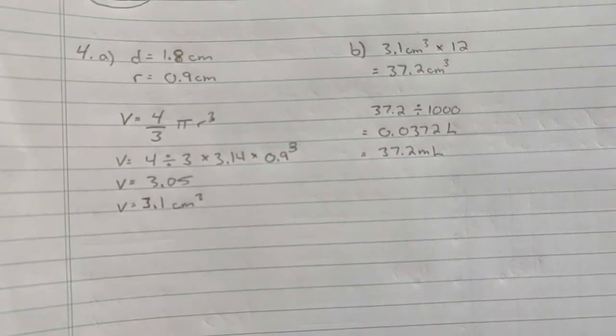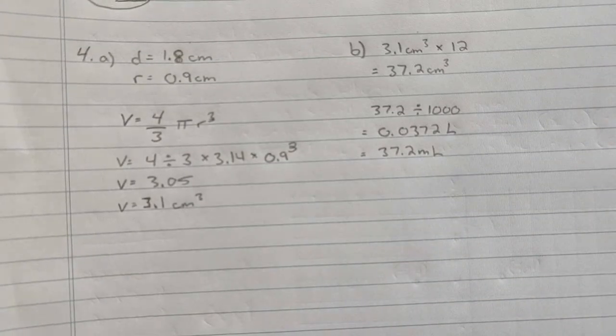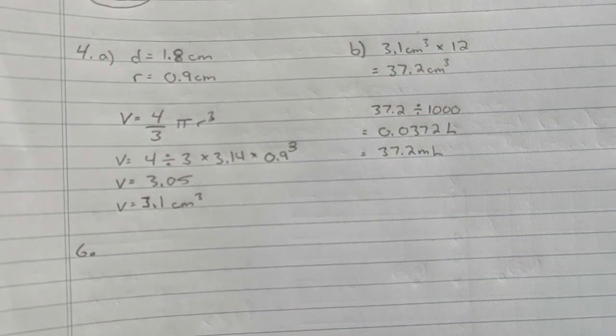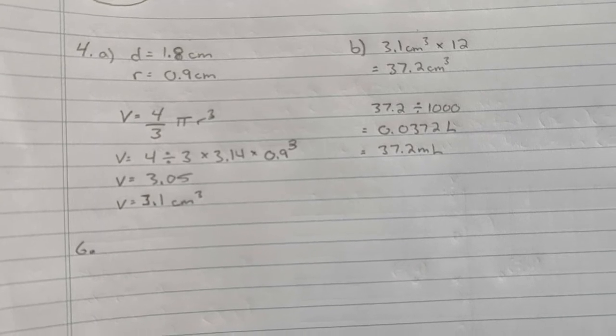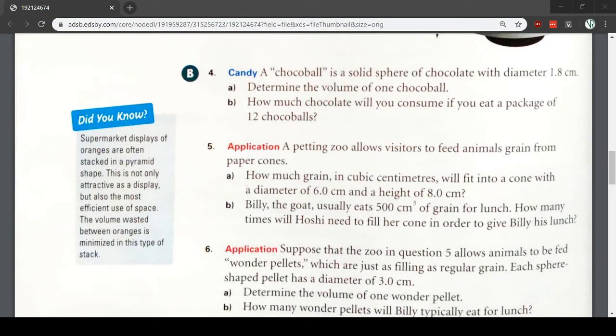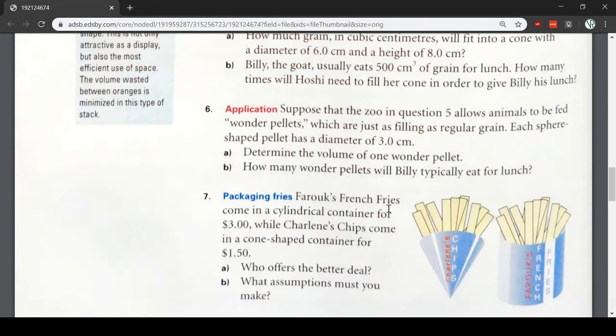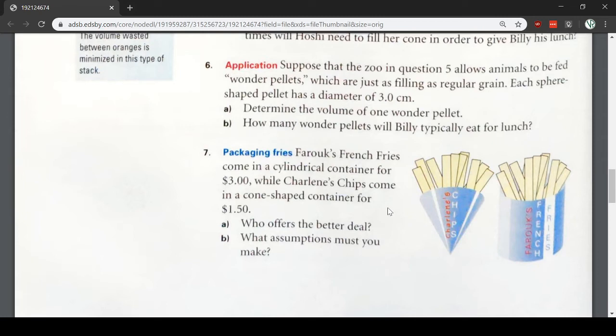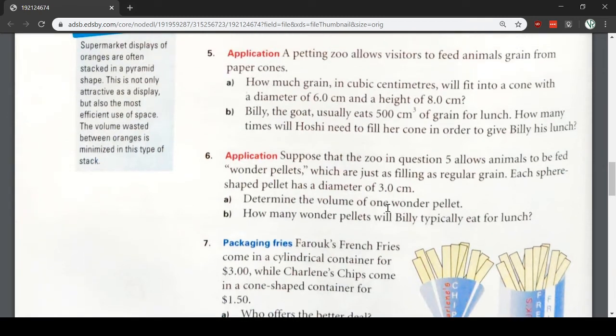Taking a look at number 6. Number 6 says, suppose that a zoo, question 5. Oh, sorry. So number 6, you actually have to do number 5. I should have probably assigned number 5 as well. Let's take a look at number 5 first, then we can do number 6.